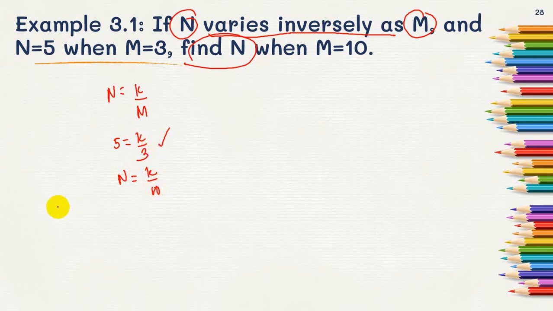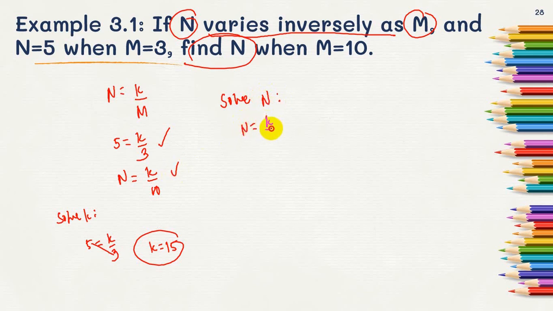First, we need to solve for k using the first equation. 5 equals k over 3. So 5 times 3 is 15. So k is 15. Next, let's solve for n using the second equation, n is equal to k over 10. Substitute the value of k, which is 15. n equals 15 over 10. Simplified, 15 over 10 is 3 halves or 1.5.